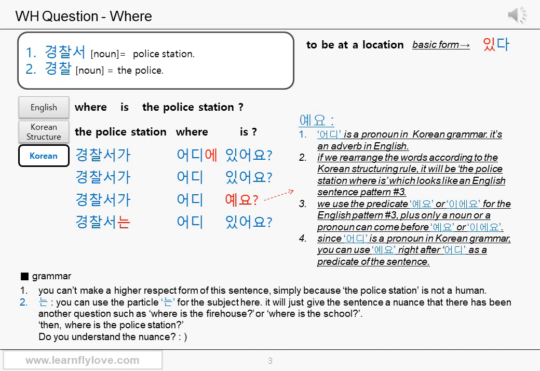Oh, one more thing. It is so obvious, but you can't make a higher respect form of this sentence because the subject is not a human. We told you in lesson 5 part 1 that we need to check out the subject of the sentence when you choose to use a higher respect form, remember? Okay, let's move on.